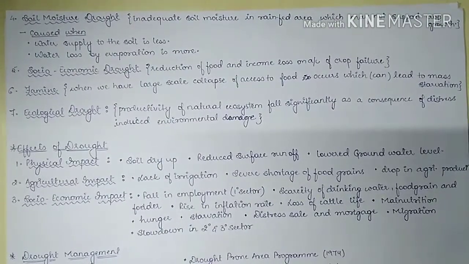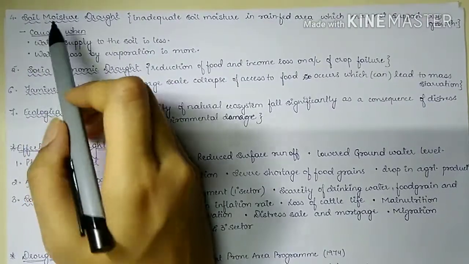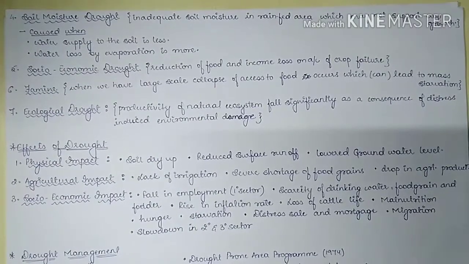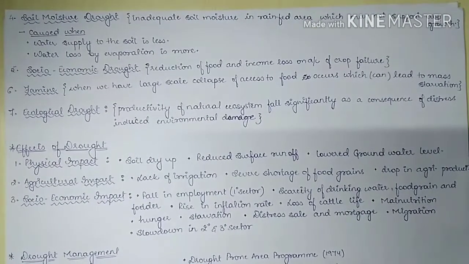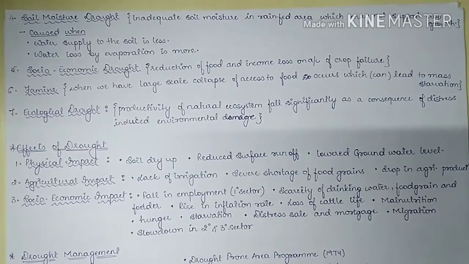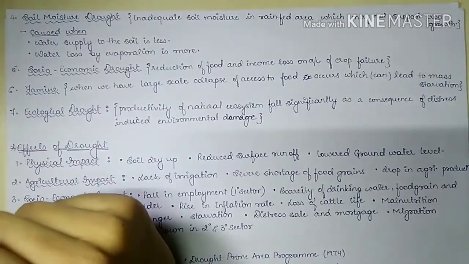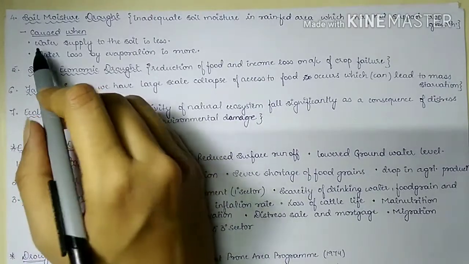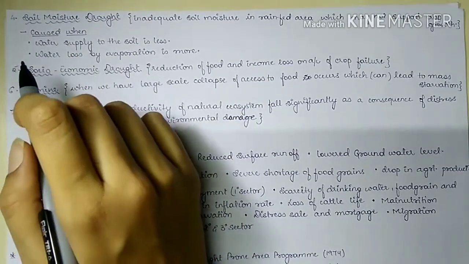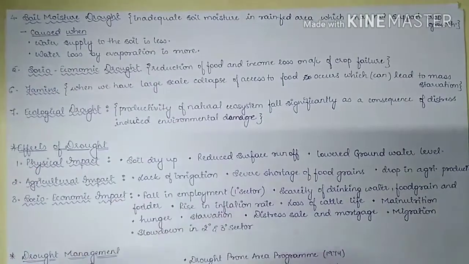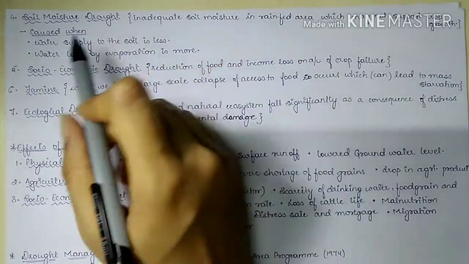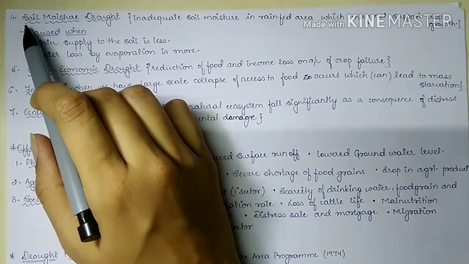Then next we have soil moisture drought. Soil moisture drought is the situation of inadequate soil moisture in rain-fed areas. So in rain-fed areas, when we have inadequate soil moisture which cannot support the crop growth, this situation is known as soil moisture drought. It is caused by less water supply to the soil.